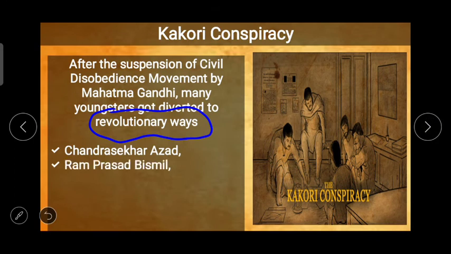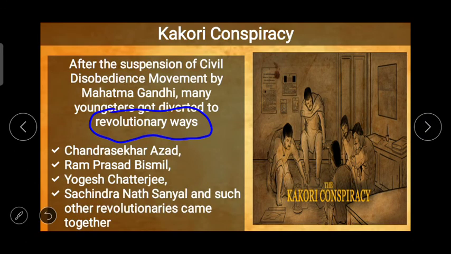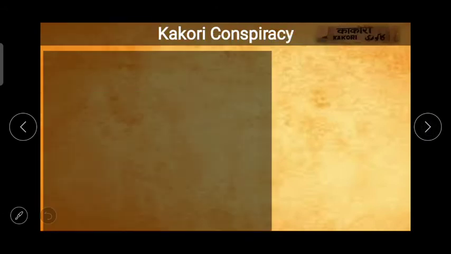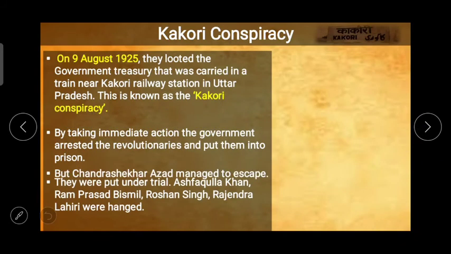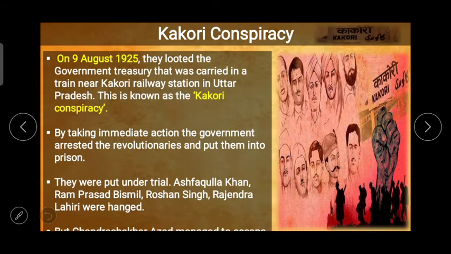And in this, if we go through the names, then Chandrasekhar Azad, Ram Prasad Bismil, Yogesh Chatterjee, Sachindranath Sanyal, and other revolutionaries came together. And on 9th August 1925, they looted the government treasury that was carried in a train near Kakori railway station in Uttar Pradesh. Now this place Kakori is in Uttar Pradesh. The train in which the government was carrying the treasury was looted on 9th August 1925. This is known as Kakori conspiracy.